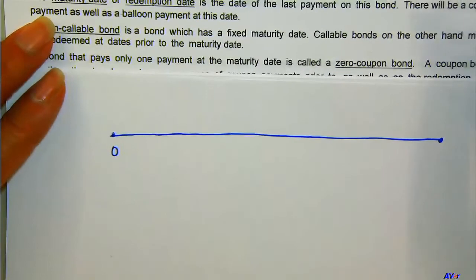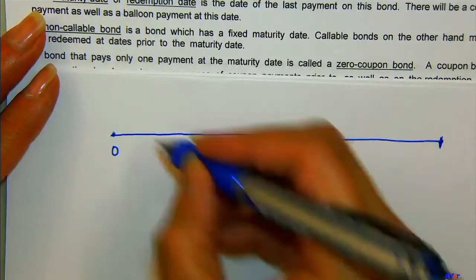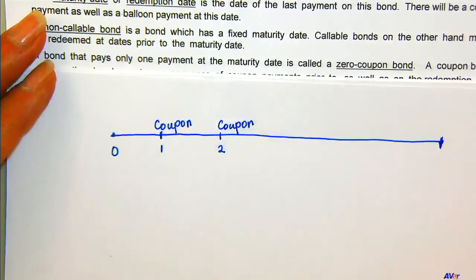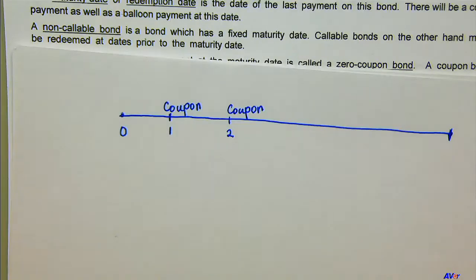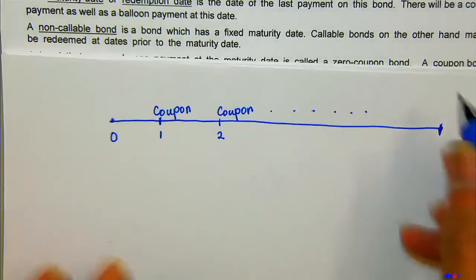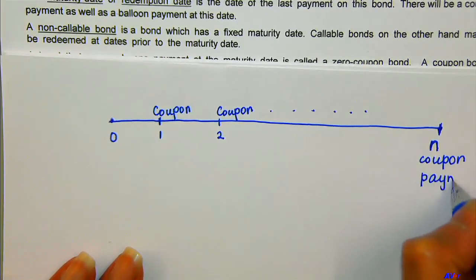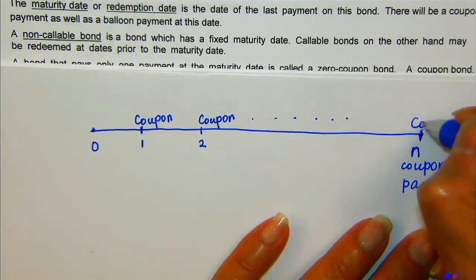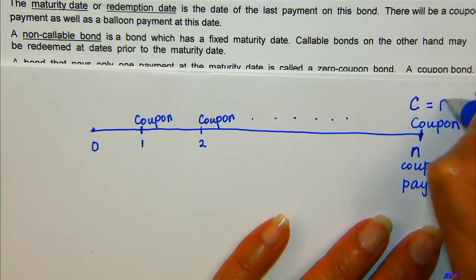The maturity date or redemption date is the date of the last payment on this bond. So here's a coupon at time 1, and here's a coupon at time 2, and I need to lower this volume. Give me one more second, please. So I have coupon payments at 1 and 2 and so forth, all the way to the end. Let's say N coupon payments. So the maturity date or redemption date is here, and at the redemption date, not only will you receive a coupon, but you will also receive something called C, which is the redemption amount.